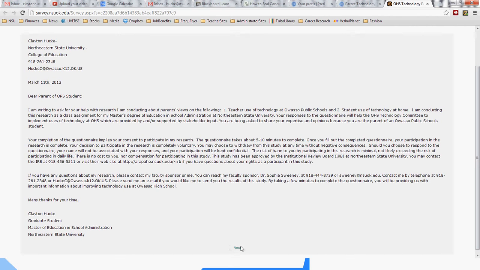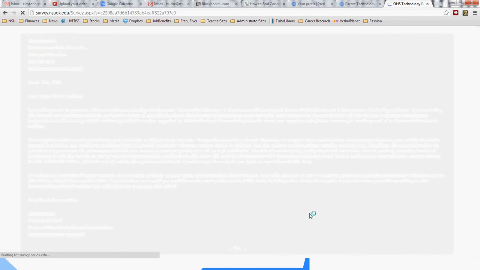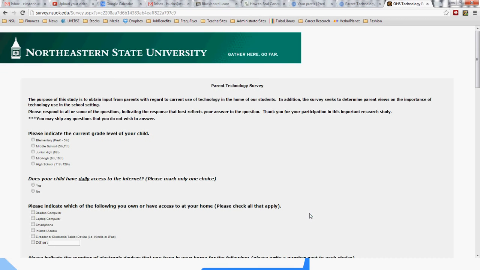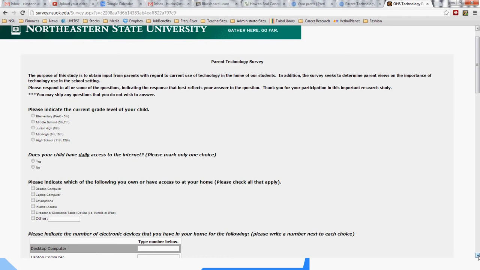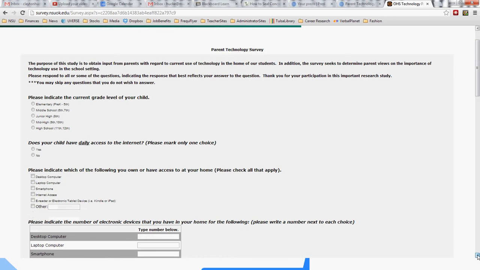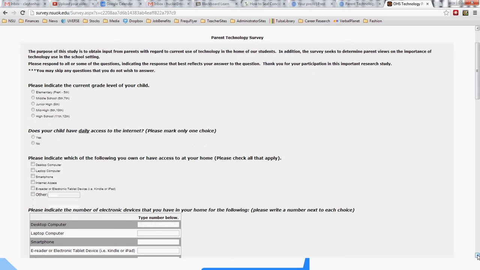If we go to page 2 here, we're going to see the actual survey. This is what parents or respondents could see, and I'm just going to quickly take you through it. At the top, you can see we have the title of the survey, Parent Technology Survey. Here's the purpose. Here it says you may skip any questions that you do not wish to answer. This is necessary so that parents don't feel like they have to answer every question. It's their right to skip some.